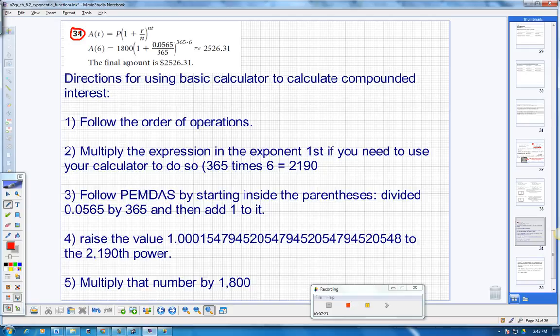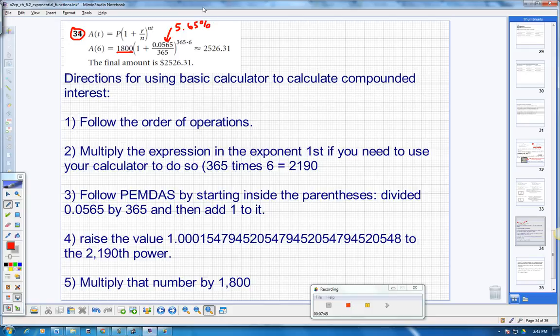So 34, we're given a principal of $1,800 with a rate of 5.65%. And again, that's 5.65%, and that's compounded daily. 5.65% was what was given in the problem. Compounded daily, that's 365 days, right?